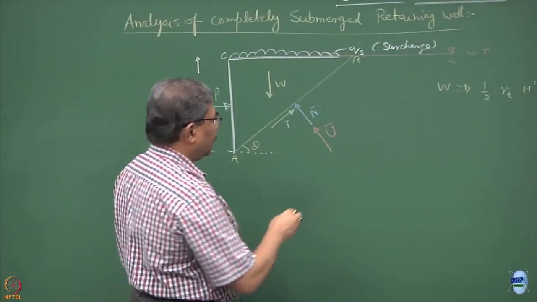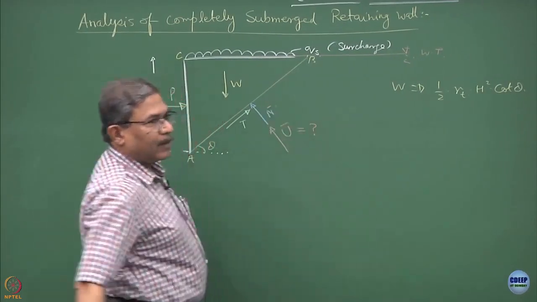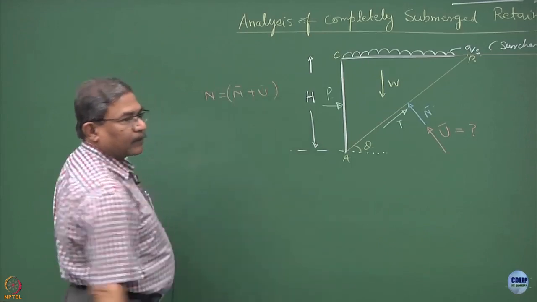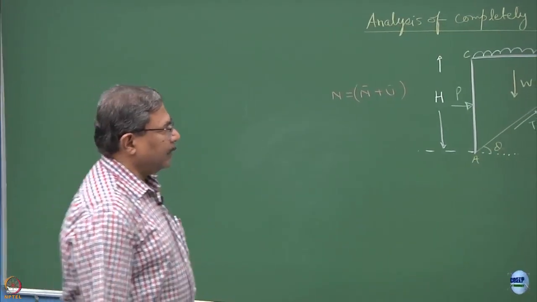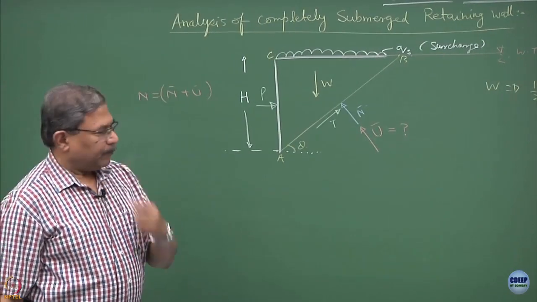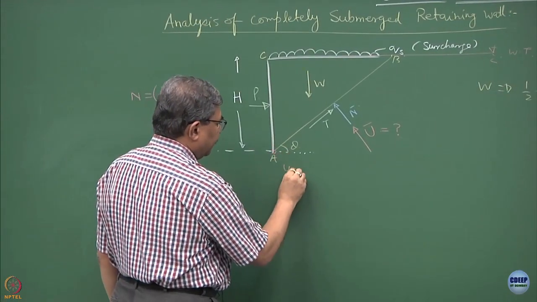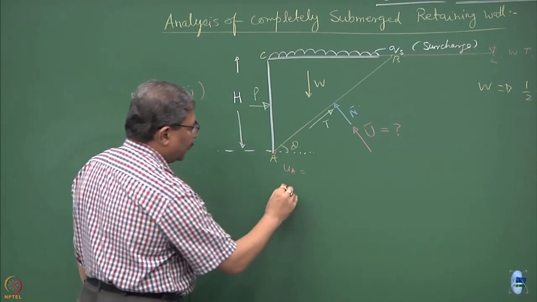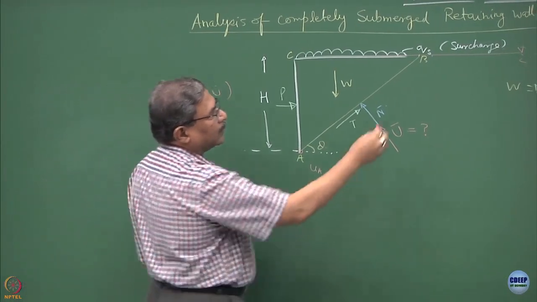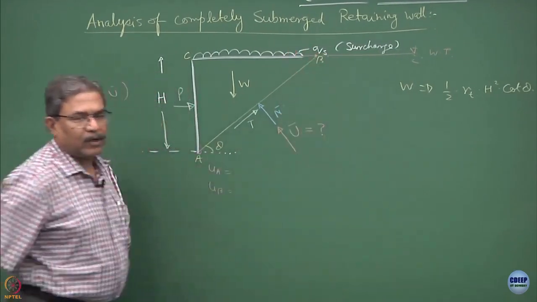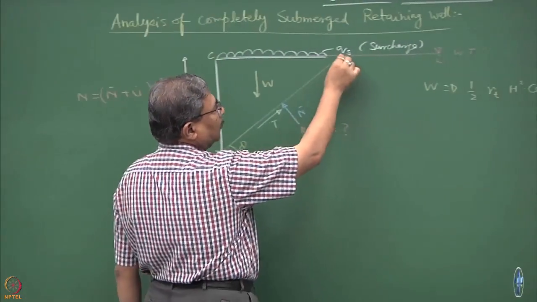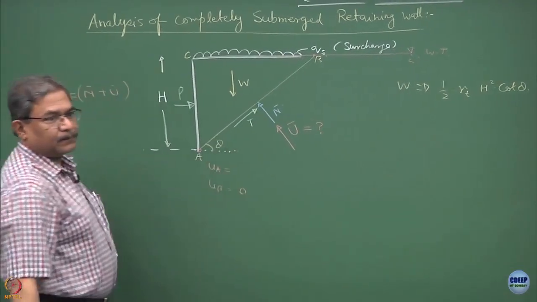The only question is how to obtain the u prime. And remember, N will be equal to N prime plus u prime. So, u prime is the pore water pressure which is getting developed in the system because of the submergence. A simple way to do this would be to find out the pore water pressure at point A and the pore water pressure at point B. Remember the previous course: if I want to find the pore water pressure at point B, I have to insert a piezometer. And if you insert a piezometer over here, what is the height of the water column? 0. So, the pore water pressure at B is 0.